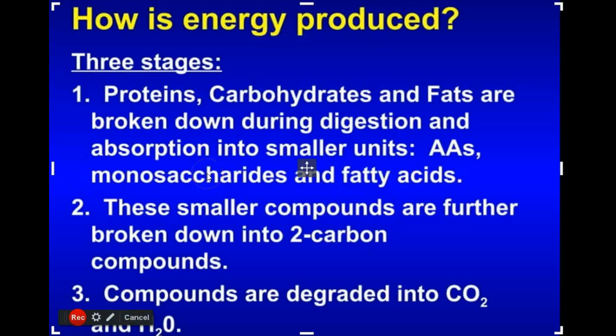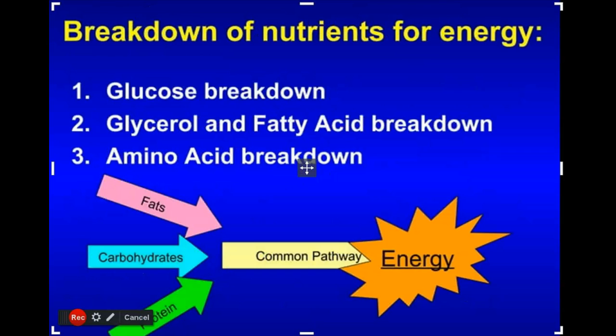Now, in this slide, we will talk about how energy is produced. There are basically three stages of producing energy. The first one is that protein, carbohydrates, and fats are broken down during digestion and absorption into smaller units. The second is that these smaller compounds are further broken down into two carbon compounds, and the last is that these two carbon compounds are degraded into carbon dioxide and water. Now let's move toward the next slide.